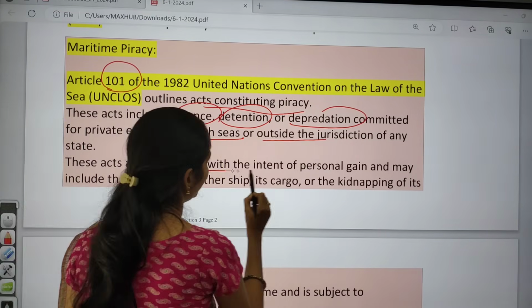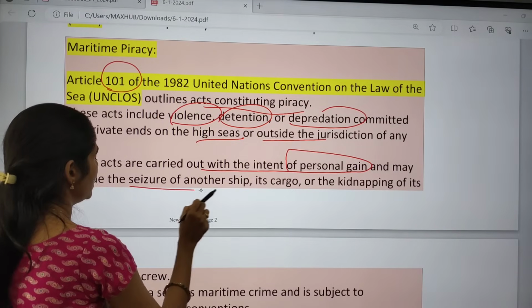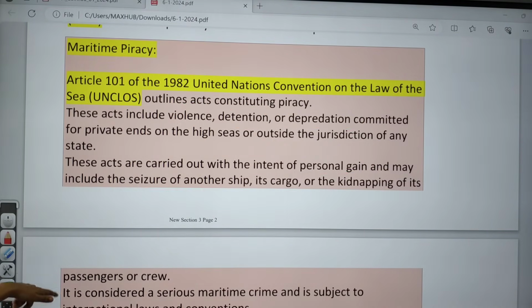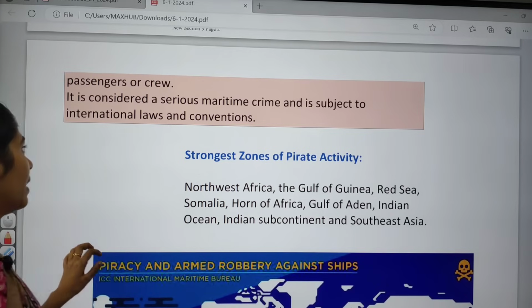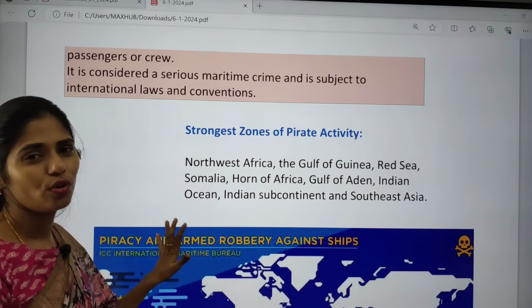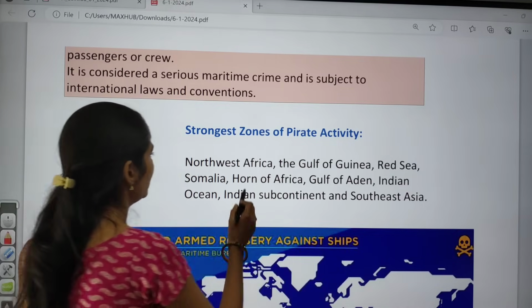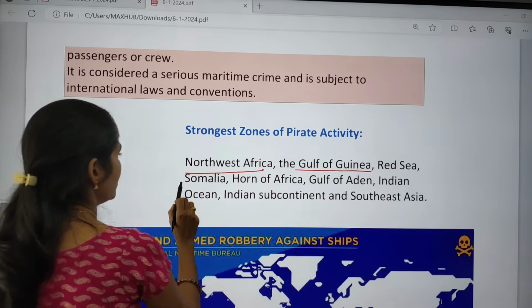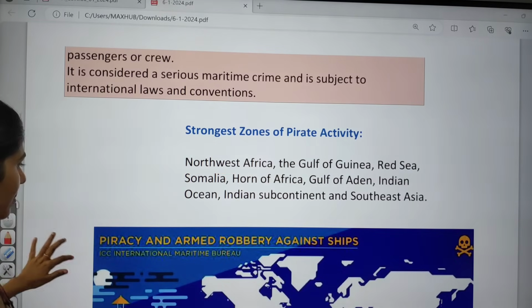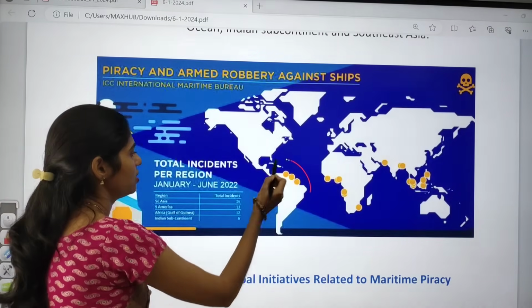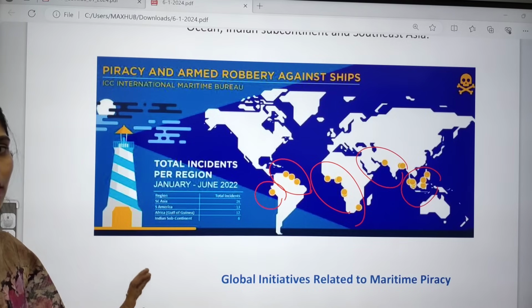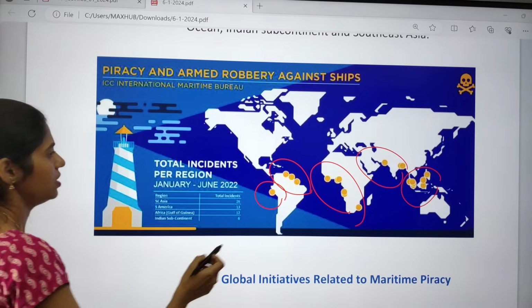These acts are carried out with the intent of personal gain and may include the seizure of another ship or cargo, or kidnapping of the passengers or crew members present on the ship. Piracy is considered one of the serious maritime crimes, and it is also subject to international laws and conventions. The regions where we can see attacks of piracy are northwest of Africa, Gulf of Guinea, Red Sea, Somalia, Horn of Africa, Gulf of Aden, Indian Ocean, Indian subcontinent and East Asia. I will show you the map. In these regions we can see attacks or piracy. This area is the Horn of Africa.